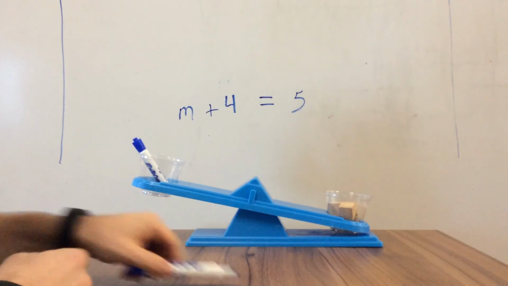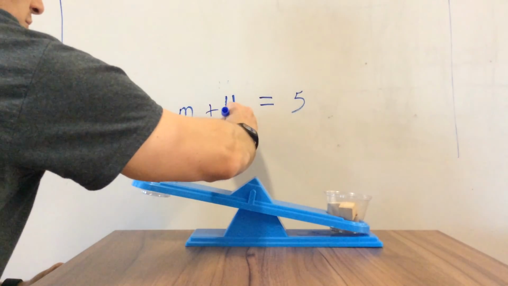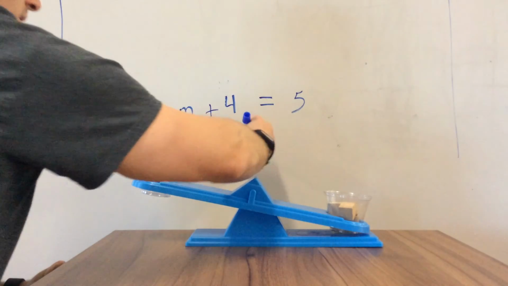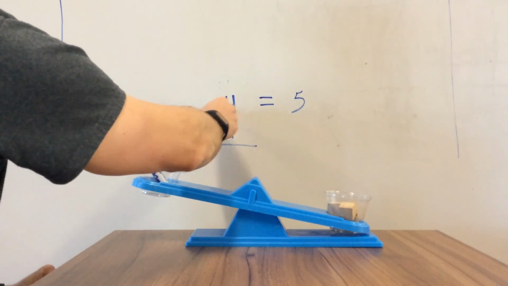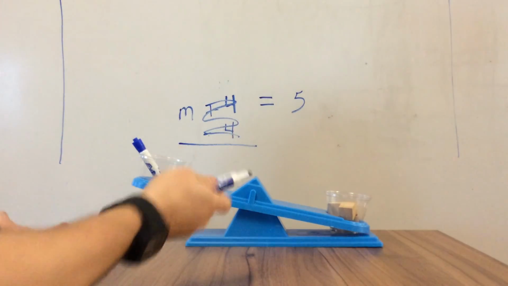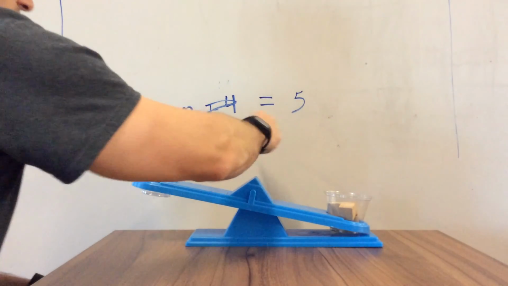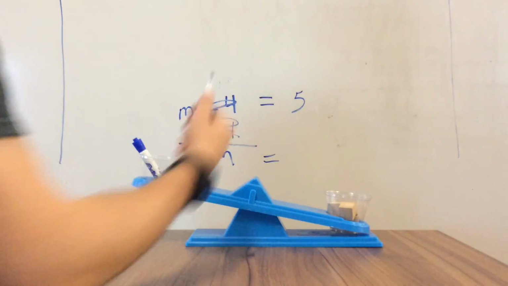I've got the marker by itself now. So I took out those 4 cubes. I've got a positive 4, and I took away 4. So that's going to cancel out. I did what I wanted. I've got the marker by itself now, but here's the problem.